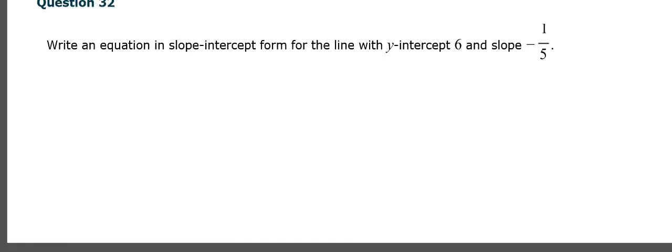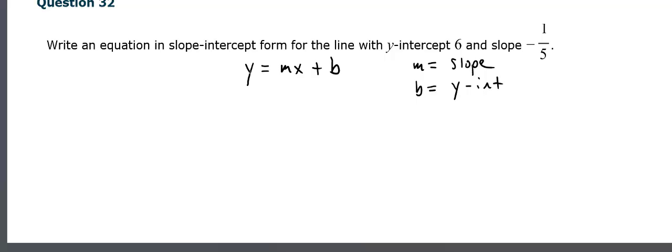Write an equation in slope-intercept form for the line with y-intercept 6 and slope -1/5. So slope-intercept form is the form y equals mx plus b, where m is the slope and b is the y-intercept. So all we need in order to write an equation in slope-intercept form is the slope and the y-intercept, and we're given both in this case.